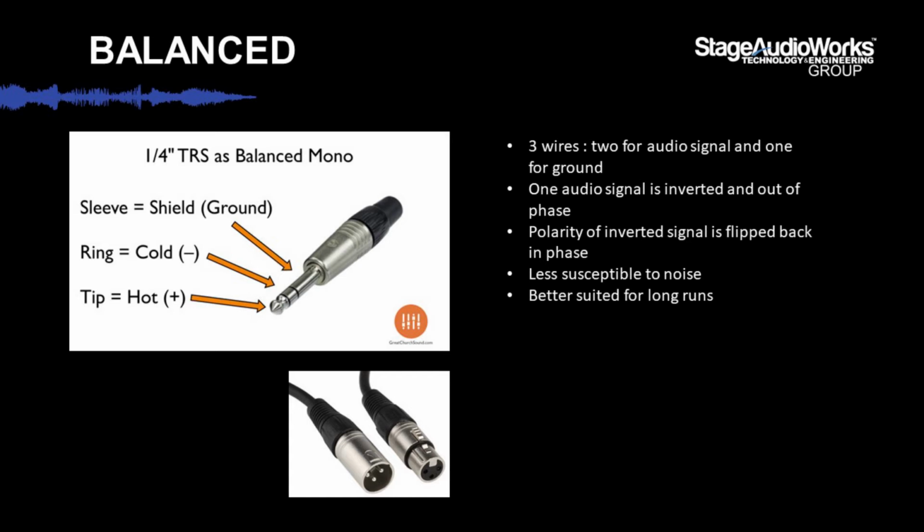So inside a balanced cable, instead of just one signal traveling through the cable, we have 2 identical copies, one in each signal wire, which is the tip and the ring, or the hot and the cold. So one of these is inverted, meaning it is now out of phase with the other signal, so effectively canceling each other out. But when the signal gets to the other end, the polarity of the signal that was out of phase gets flipped around again, and now both signals are back in phase.